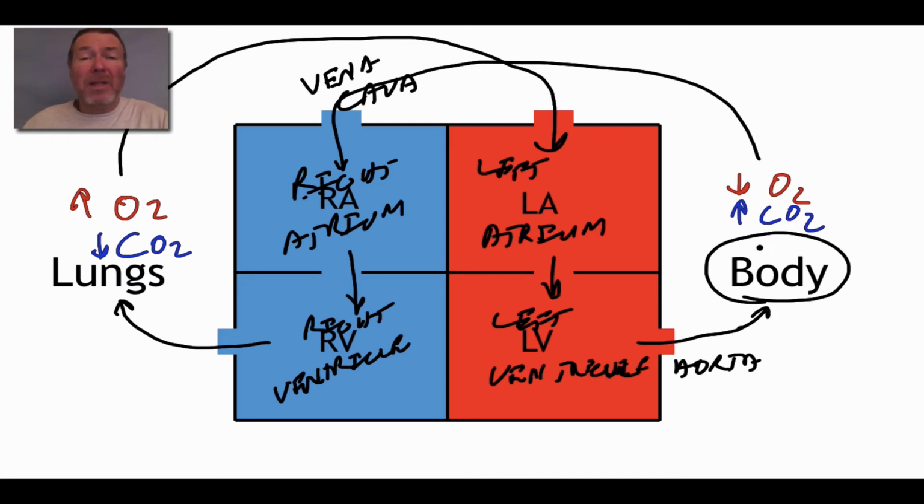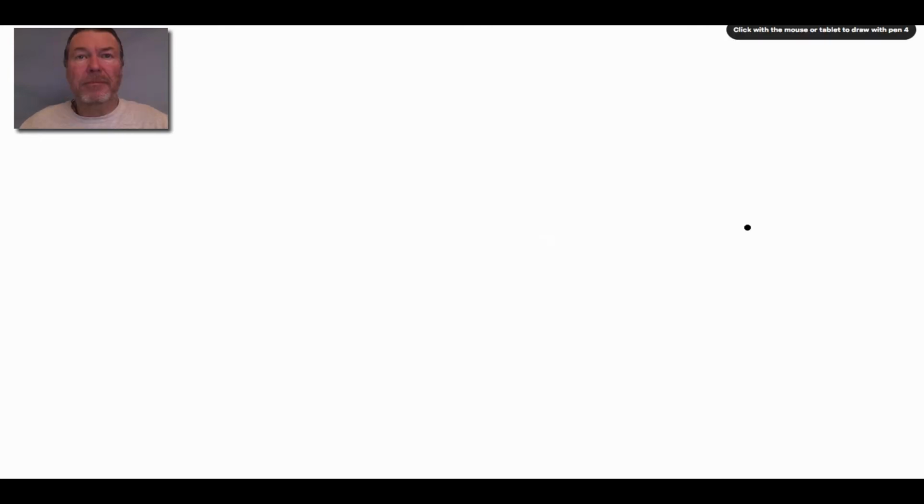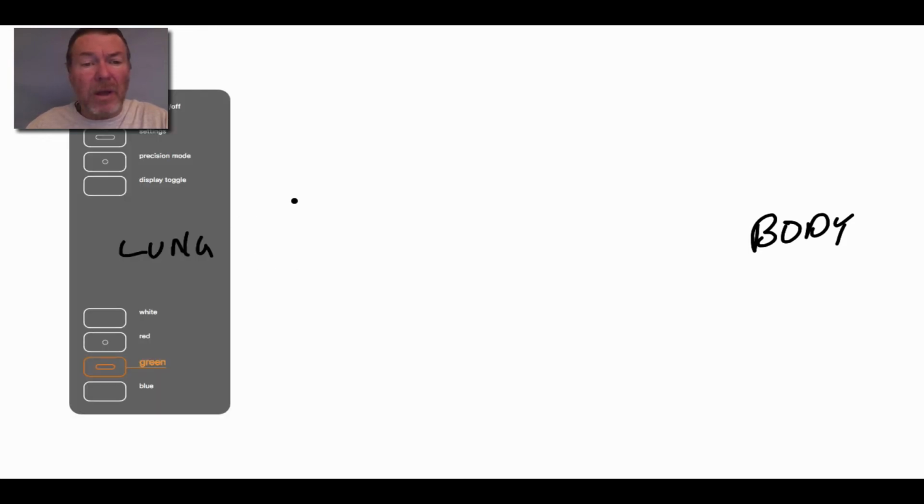Now, I realize that looks very, very confusing, and it could be. So let's try drawing it a little bit differently. You could look at that last slide and think it's very, very complex, and it really isn't. It's just a circle if you think about it. We have the body over here, and we have the lungs over here. What we need to do is put everything between those two.